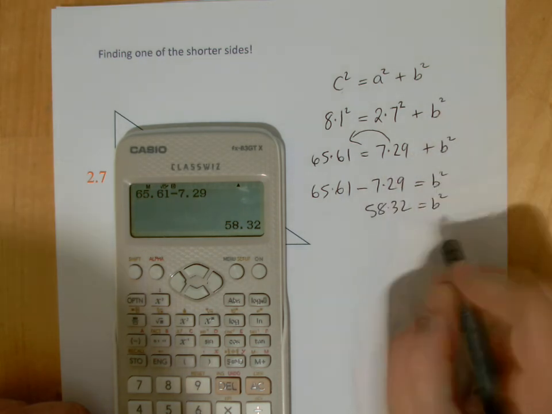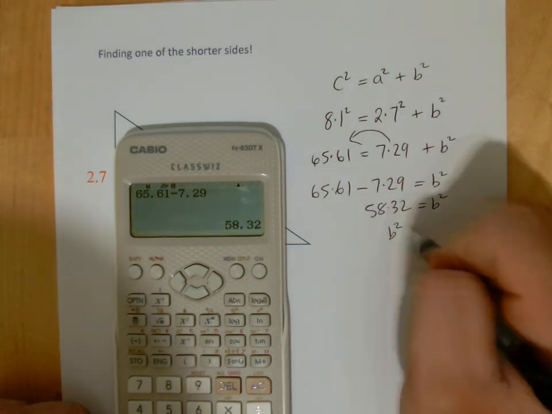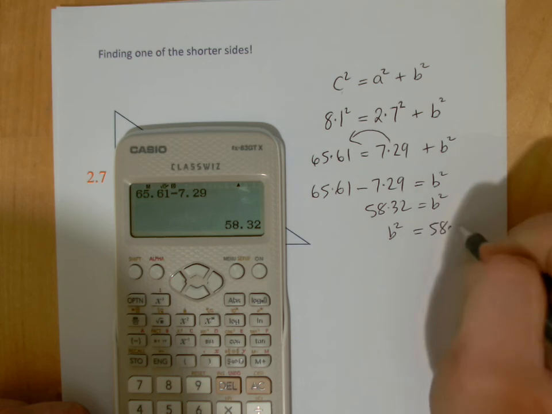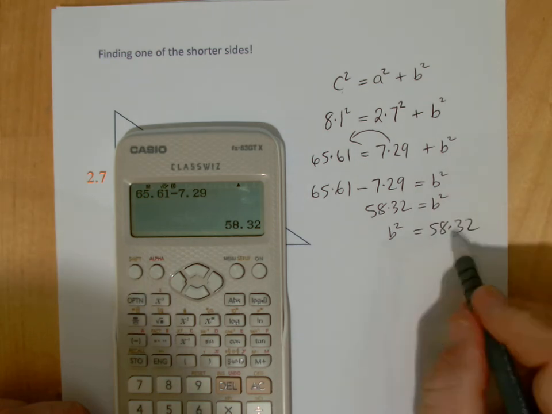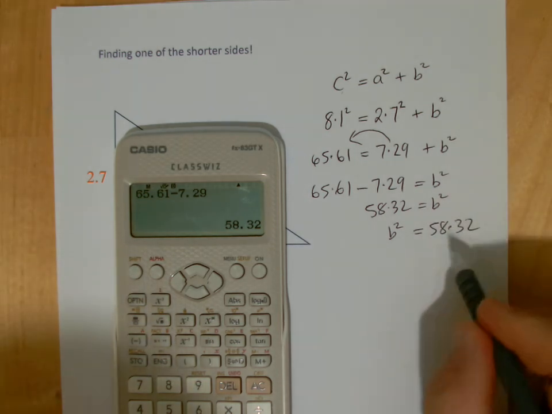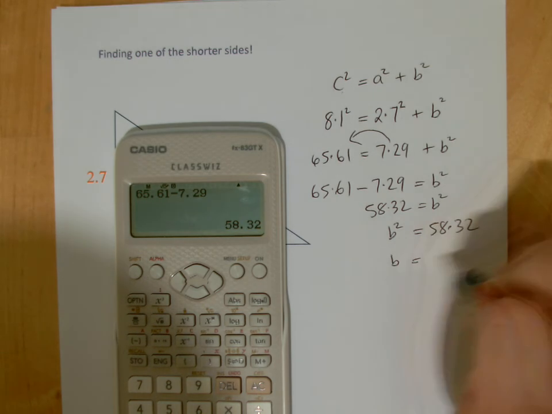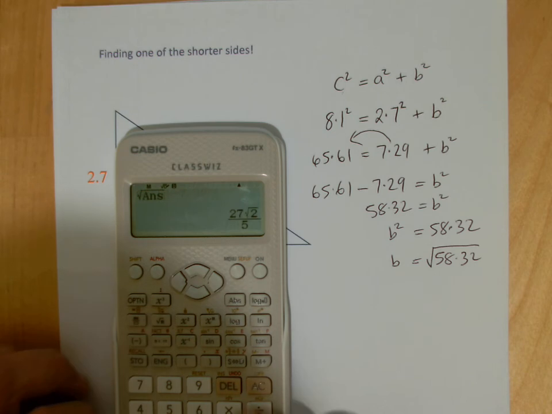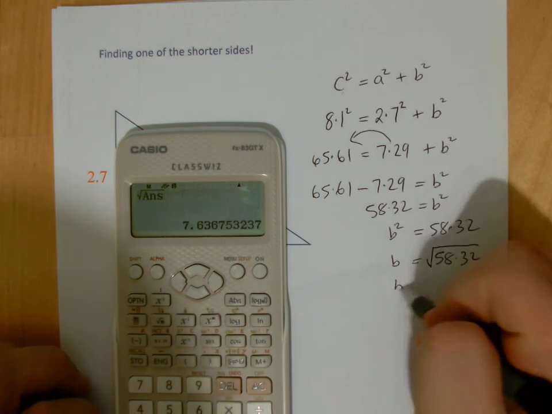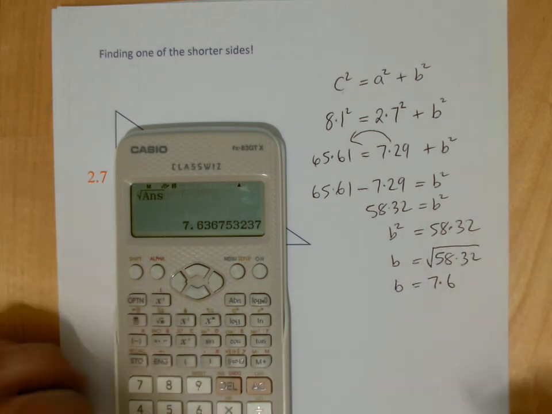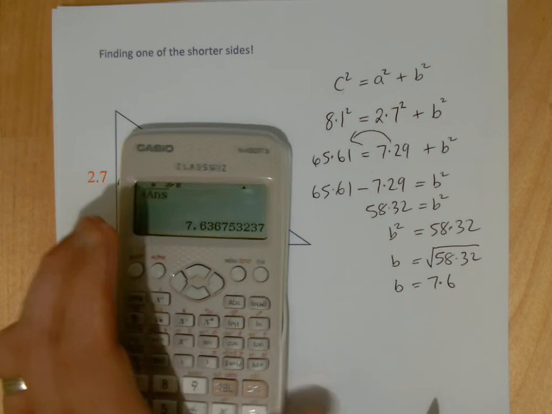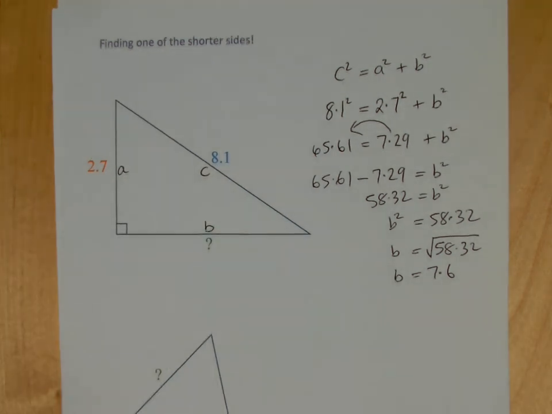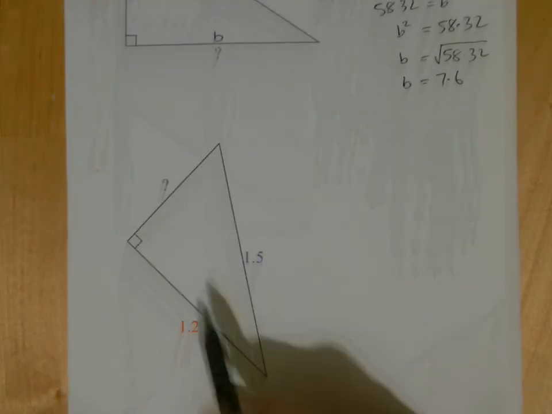Now I've got it written like that. There's no harm in writing it like this now, so it looks a bit easier to work with. And if B squared is this, if I'm squaring B to get that, what is B actually going to be? Well, I've got to do the opposite, and I'm going to square root this. If I square root the answer, I get 7.6, to 1 decimal place. Great. So let's look at another one.